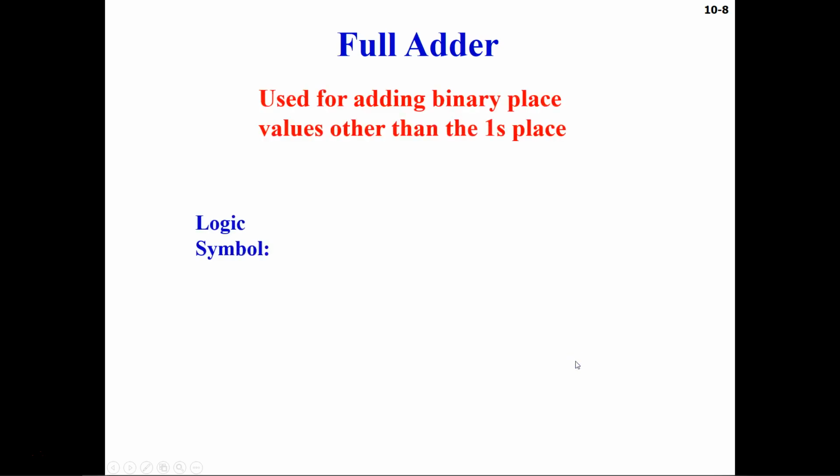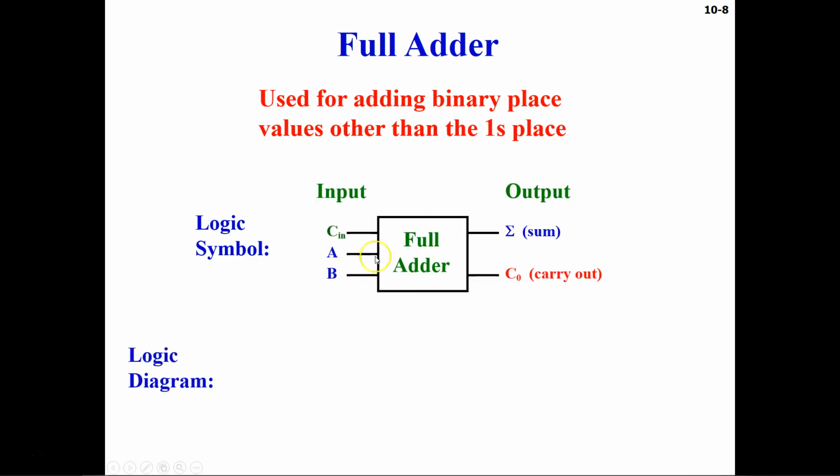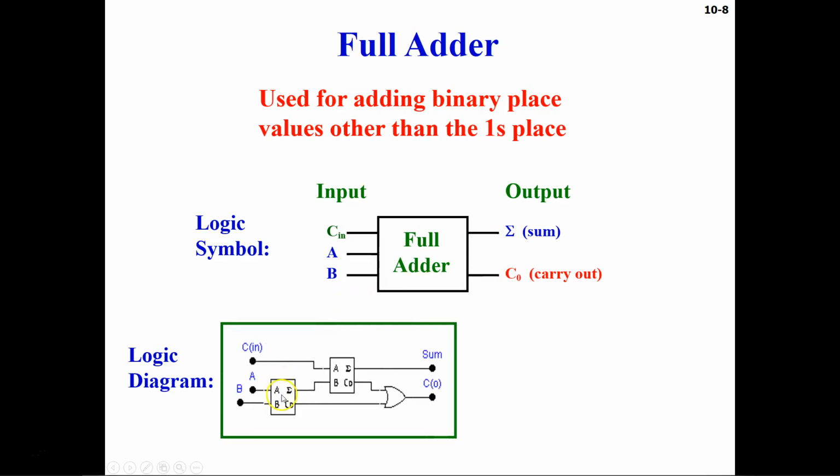Now let's see the full adder. So the full adder can be made from 2 half adders. This is the block diagram of the full adder. These are the 2 inputs going into the full adder, and this is called your carry in, which goes into the full adder, and then you have a sum, and then you have a carry out, similar to the half adder. We will see the logic diagram, and this logic diagram shows how it is made up from 2 half adders.